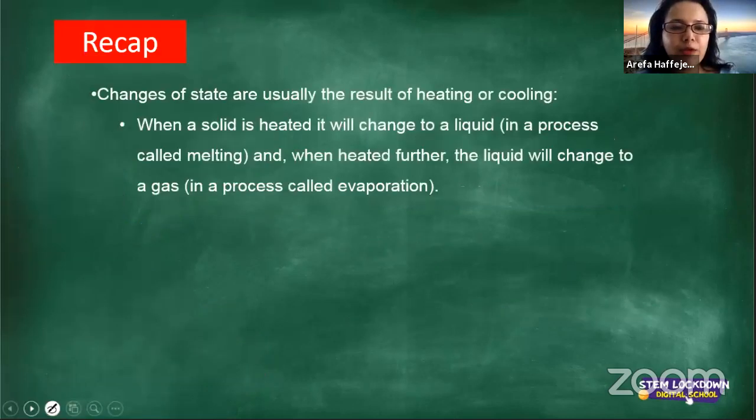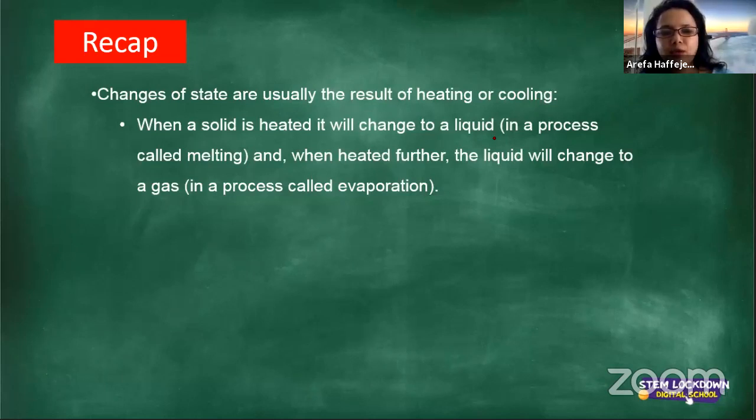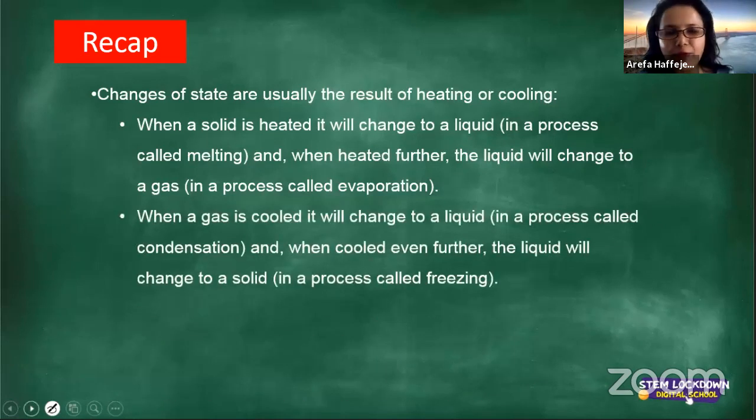So I'm going to do a quick recap. Changes of state are usually the result of heating or cooling. When a solid is heated, it will change to a liquid, and this process is called melting. And when it is heated further, the liquid will change to a gas, and this process is called evaporation, what you said earlier on when I asked you to summarize, which is very good. When a gas is cooled, it will change to a liquid, and this is called condensation. And when a liquid is cooled even further, the liquid changes to a solid, and this is called freezing.